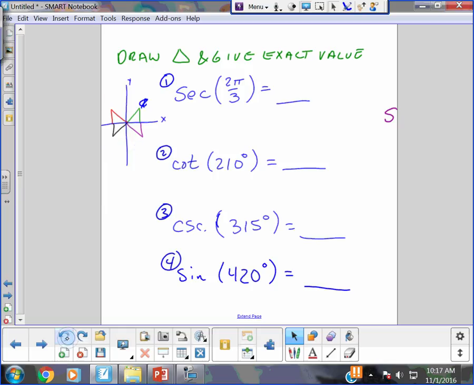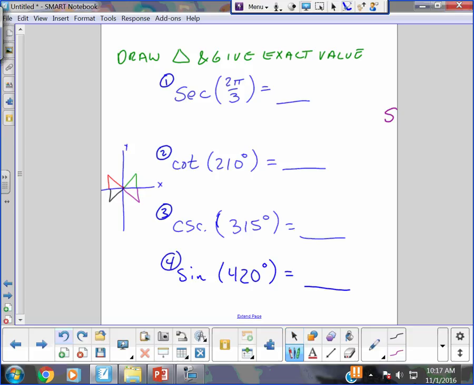So when I look at 2 pi over 3, all right, I don't start there. I start by saying, hey, pi is 180 degrees. And if I take 180 degrees divided by 3, that's 60. 60 times 2, I get that number 1 is really secant of 120 degrees. So everybody, 120 degrees, I do this problem in purple.